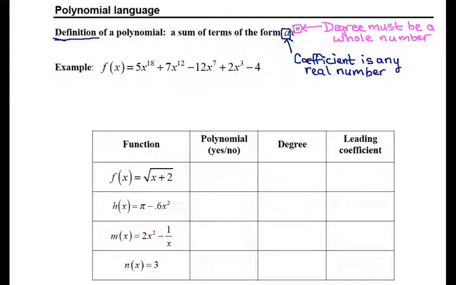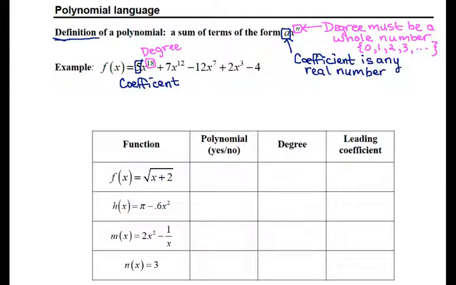A whole number is a number that is not negative and doesn't have a fraction part. For example, 0, 1, 2, 3, etc. No upper limit on how big it can be. So looking at this example in front of us, we can see that we have 5 terms in this polynomial, and just looking at the first term, it has a degree of 18. And this term has a coefficient of 5.